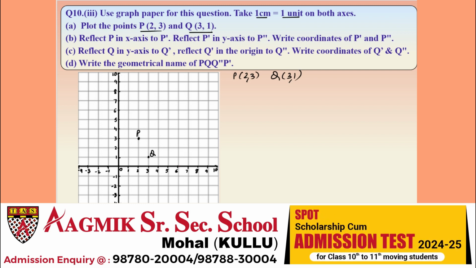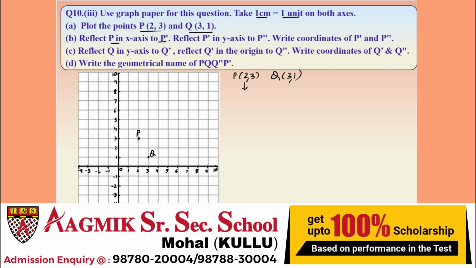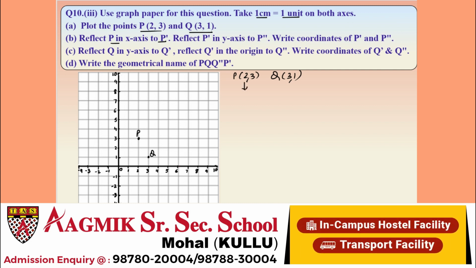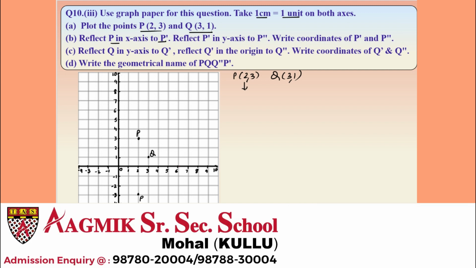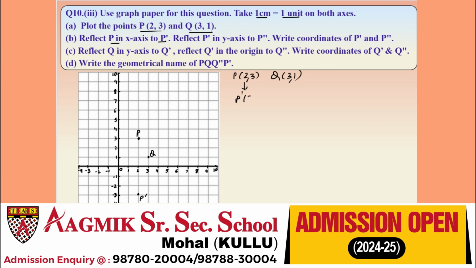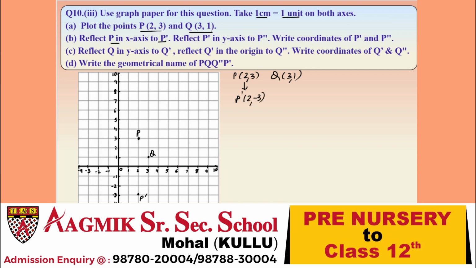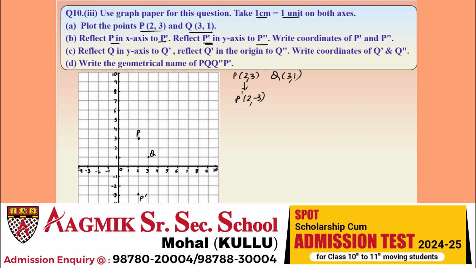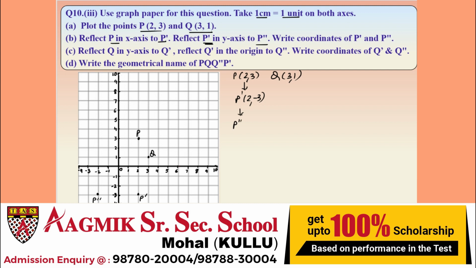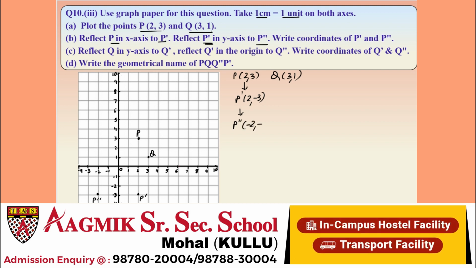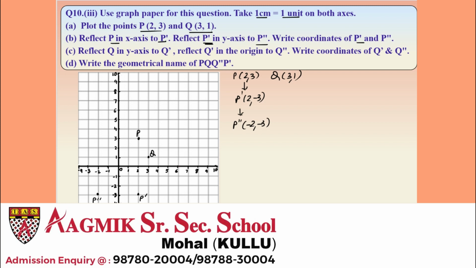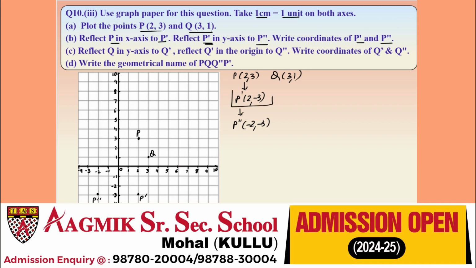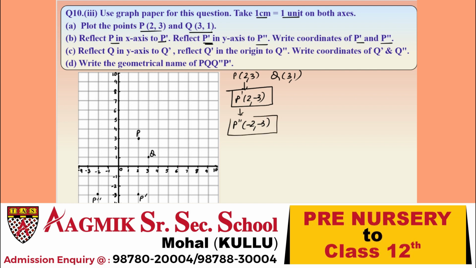So this is Q. Then reflect P in x-axis to P dash. So reflection of P in x-axis would be (2, minus 3). So this will be P dash. So we have P dash having coordinates (2, minus 3). Then reflect P dash in y-axis to P double dash. So if you reflect P dash in y-axis, we will come here, P double dash. So from here P double dash will have coordinates (minus 2, minus 3), right? Then write the coordinates of P dash and P double dash. So these are the coordinates of P dash and P double dash.